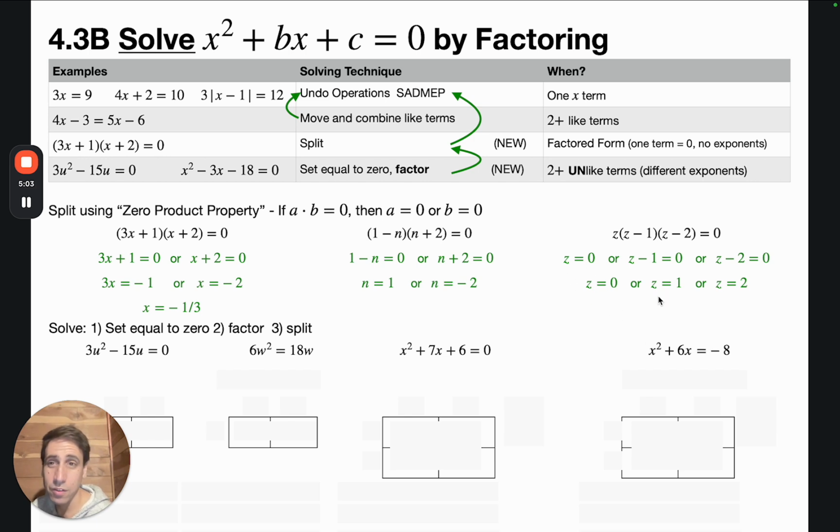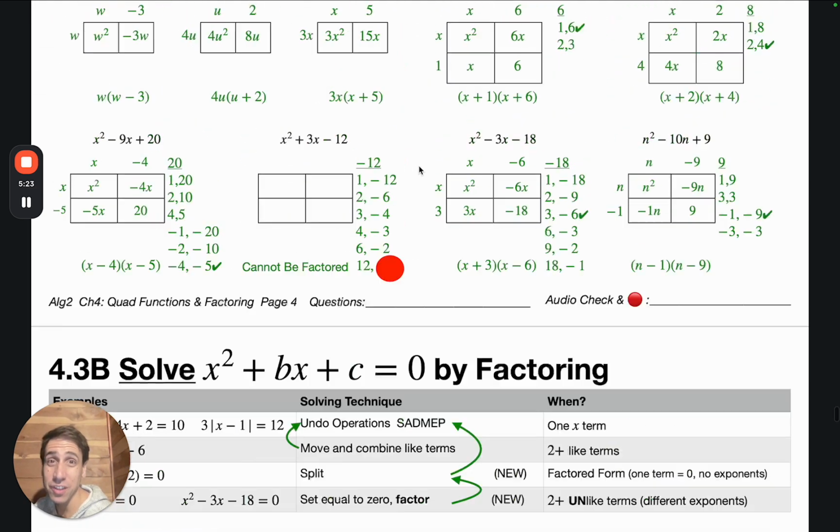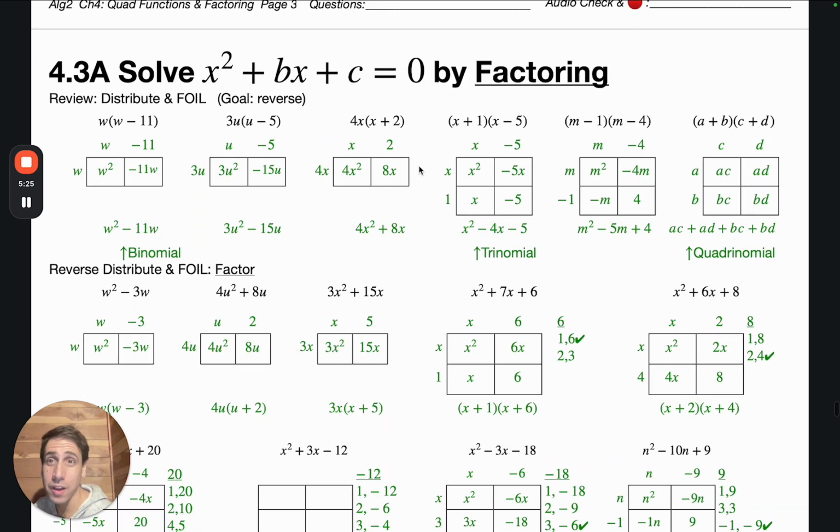All right, so the real trick is to get things into factored form. This is new. Splitting things up, I know, is kind of new. But we're also going to try and figure out how to go back here. We're going to set these things equal to 0, and we're going to factor. Just like we learned last class, we're now going to actually use it.